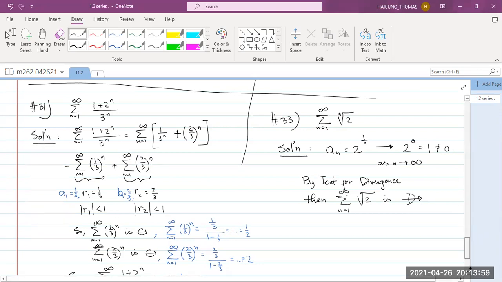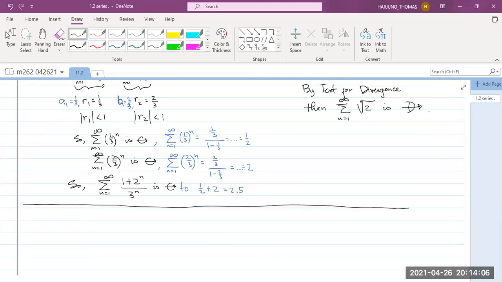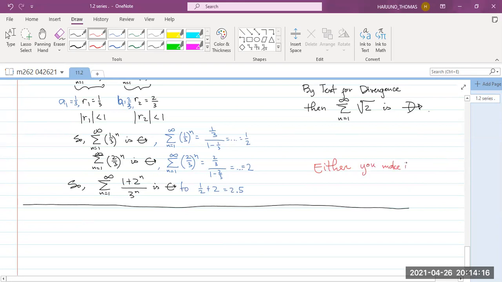Now, your turn. I want you to do some problems. So at this point, either you make it geometric and then decide, or look at an infinite sequence. Is it convergent? At this point.